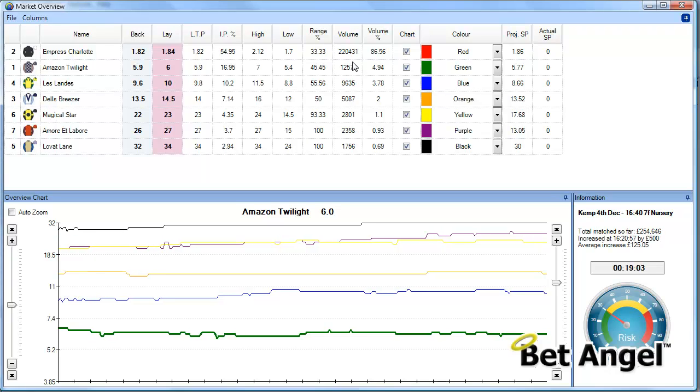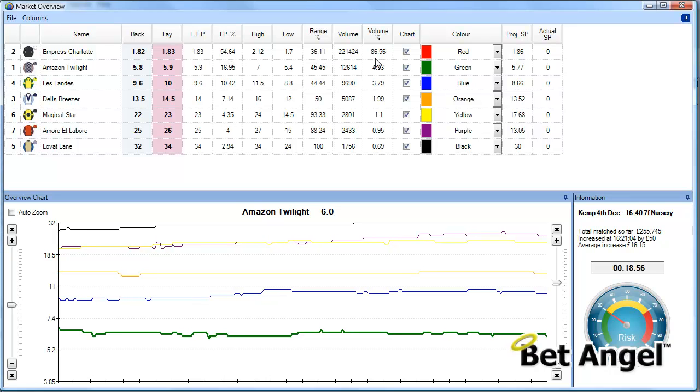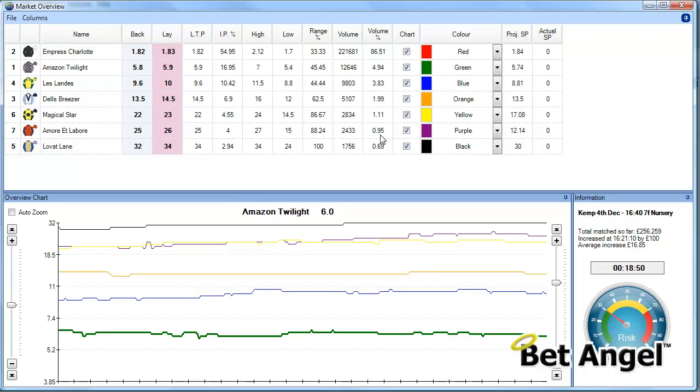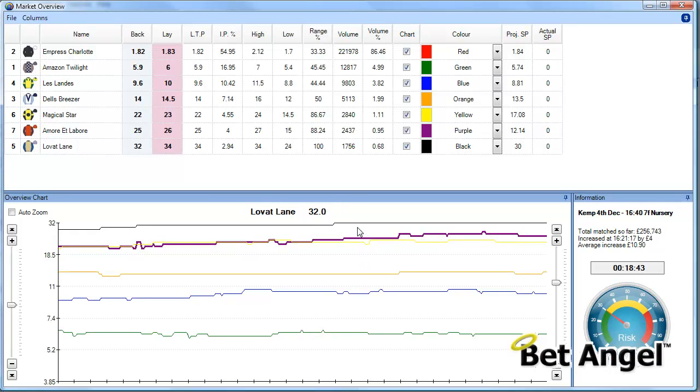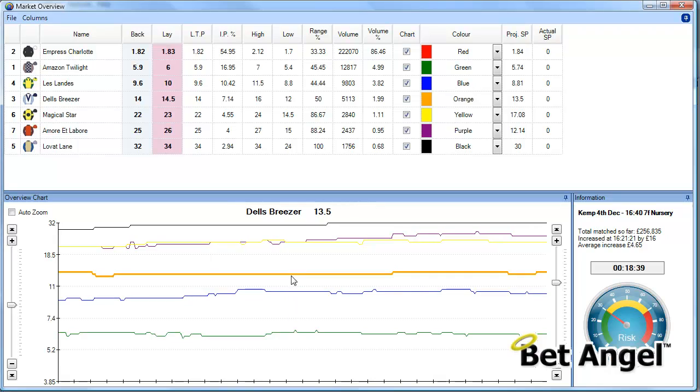Also useful information that you can see here is the volume. You can see that while this horse is 55% of the market, it's taken 86% of the volume, very significant. And you can see down here 4% of the market has only got 1% of the volume. All these are represented on the chart. If I move my cursor over the chart, you can see all of those odds are in there.